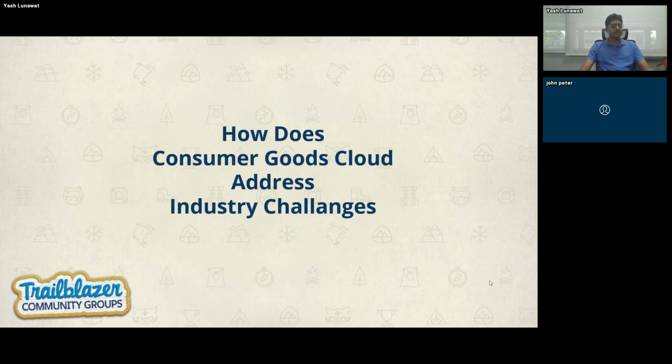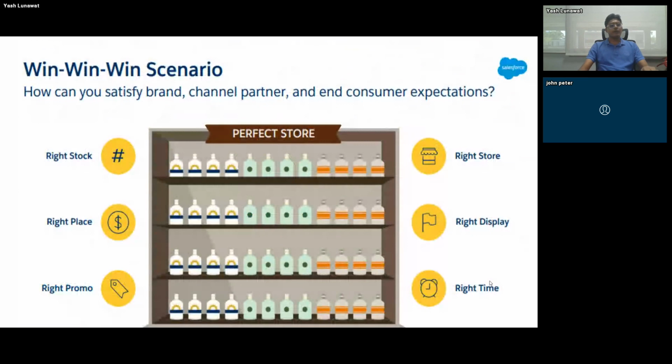So let us understand how CG Cloud addresses these industry challenges. If I were to put it in one picture, this would be it. So CG Cloud would put the right stock. It would ensure each of my stores is correctly stocked. It is not overstocked. It is not understocked. I put the right product in the right stock.